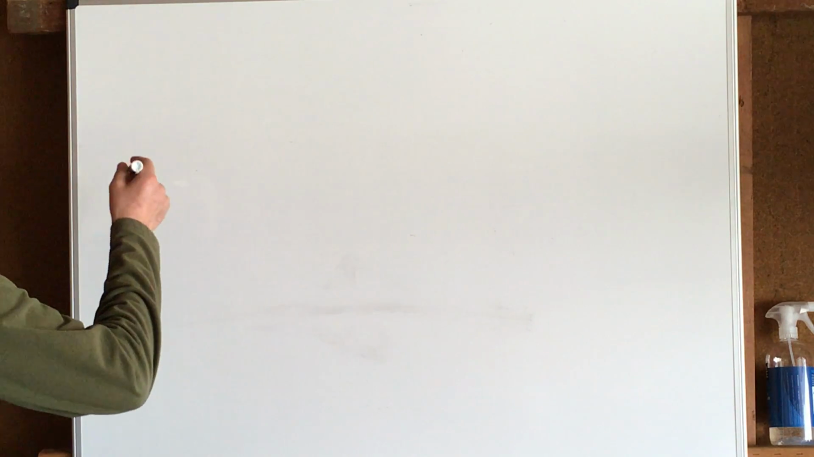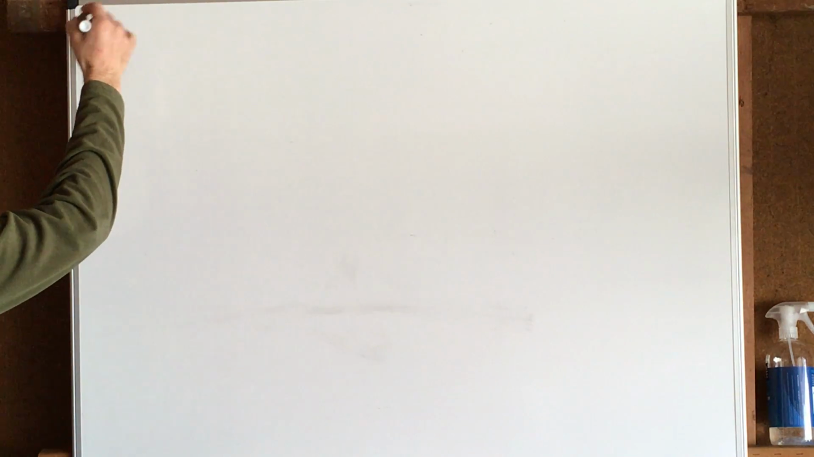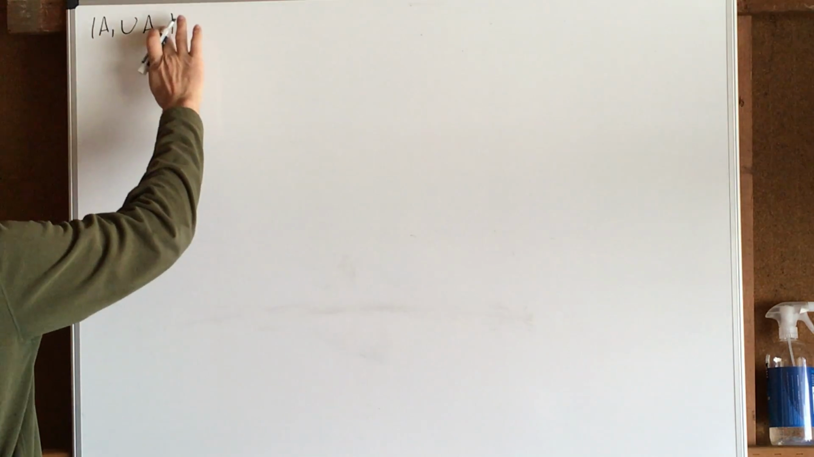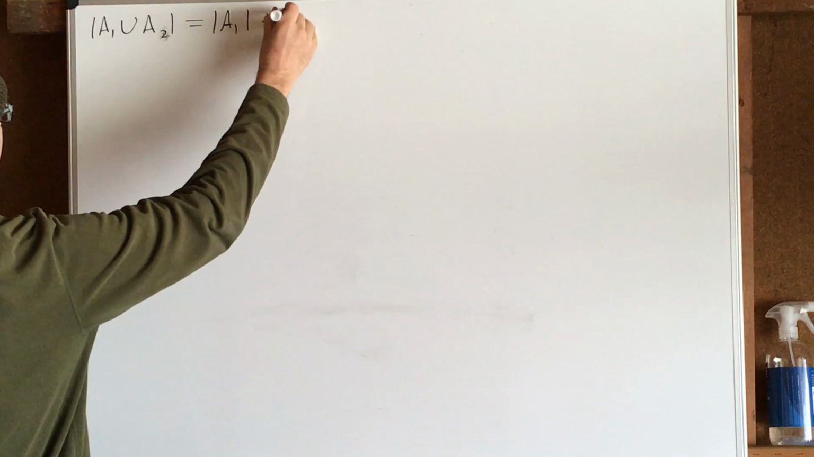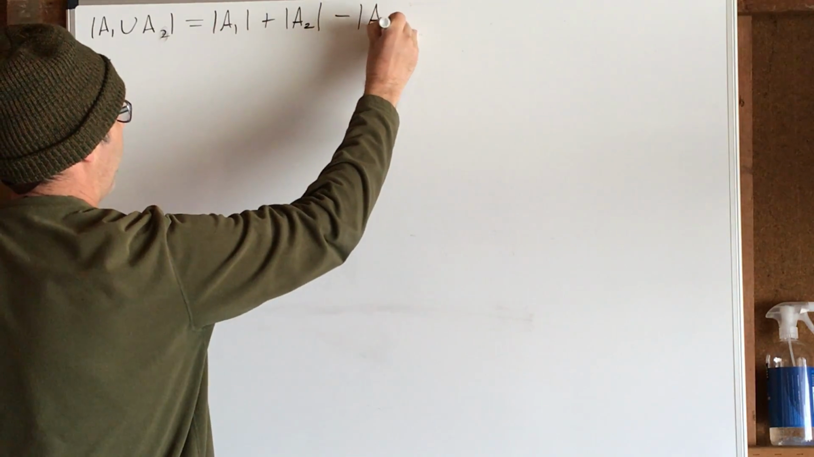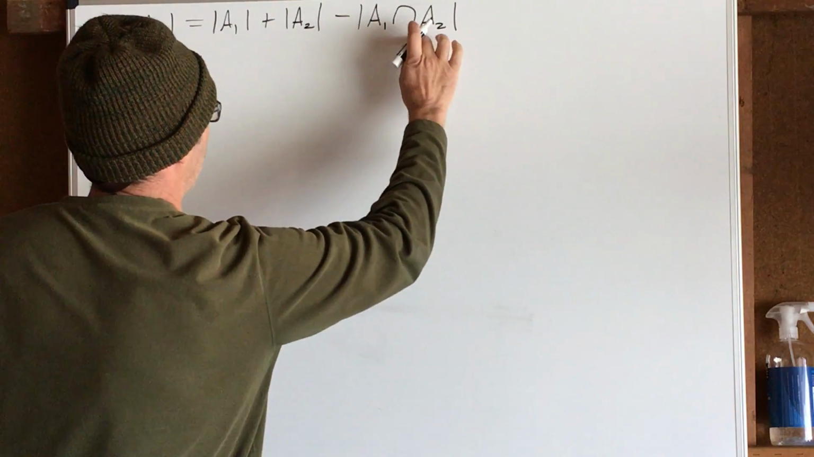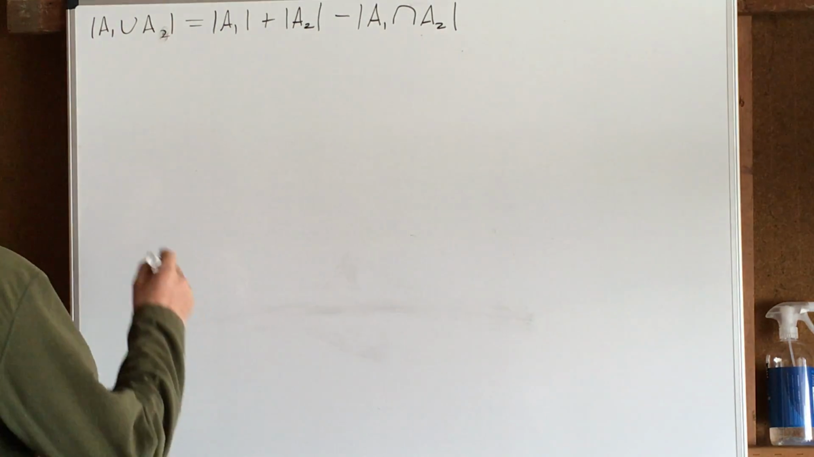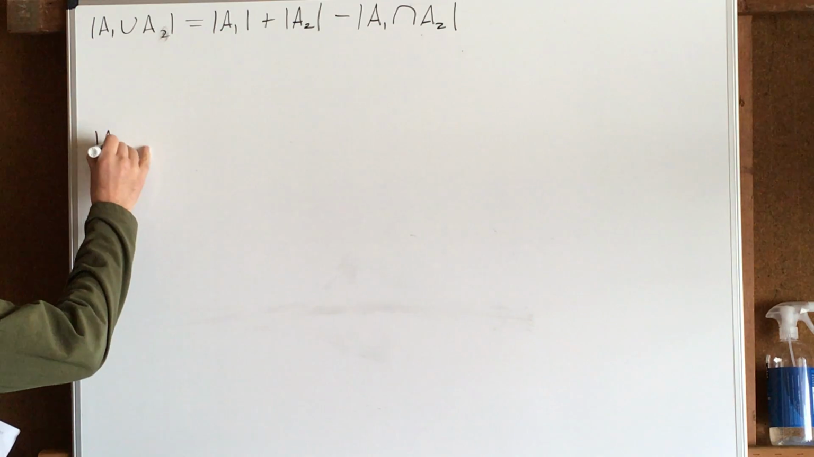All right, so problem 9 on the 1011 worksheet. Let's see. All right, so we want to compute the cardinality of A1 union A2. By inclusion-exclusion, that's the cardinality of A1 plus the cardinality of A2 minus the cardinality of A1 intersect A2. So first let's look at the cardinality of A1.